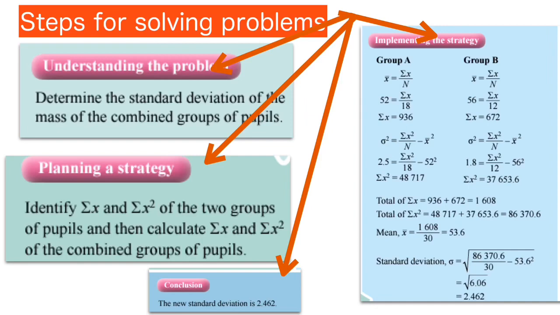The standard deviation is equivalent to the square root of the sum of data square, 86,370.6, over 30, minus the mean 53.6 square. After you square root, let's try to solve again. You will get 2.462, that is the standard deviation.